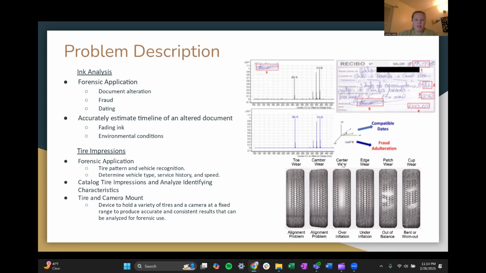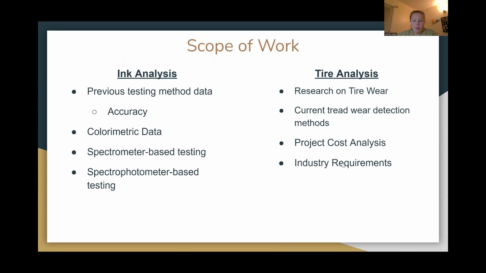For the scope of work, we would be using two spectrometers and a spectrophotometer to collect some accurate data regarding the wavelength or the LAB values of these color values using colorimetric data. And as I said, using a spectrometer. So we have the Chinese one and a Pennsylvania-based one and the spectrophotometer.